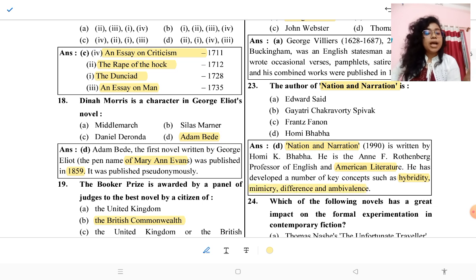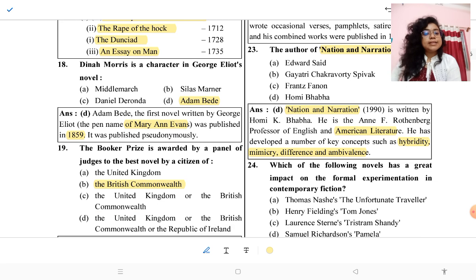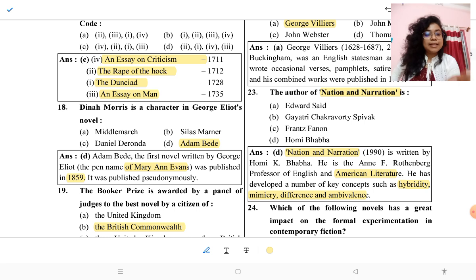So I will definitely make a video on Homi Bhabha maybe in 1 or 2 days. I also made videos on Gayatri Chakravorty Spivak and Edward Said. You can watch them from the playlist. So Nation and Narration by Homi Bhabha. There is a text, Nation and Nationalism, by Gayatri Chakravorty Spivak. So when I saw this title, I thought it was by Spivak, but no. It was by Homi Bhabha, Nation and Narration.